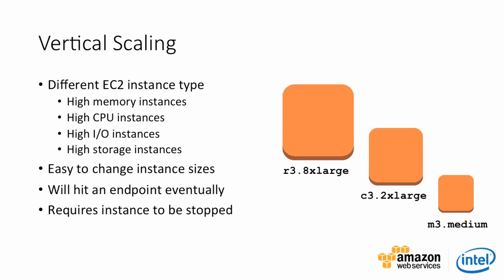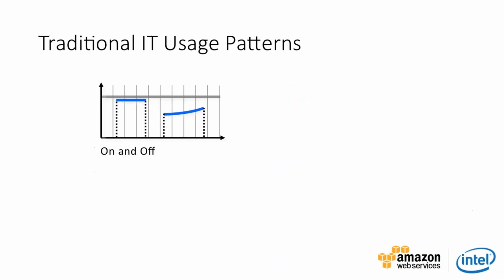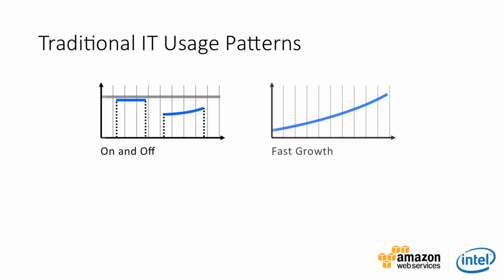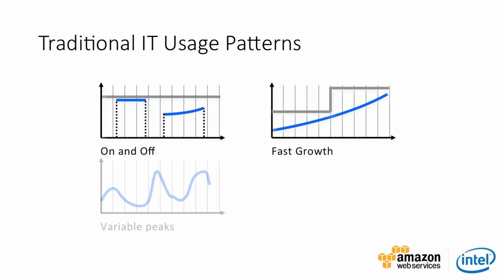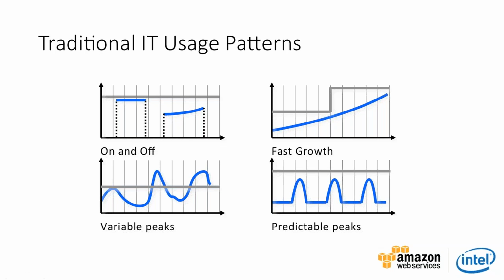Also, scaling vertically doesn't really solve the traditional IT usage problem, which is the problem of over provisioning. How do you capacity plan? You still need to capacity plan if you're scaling vertically. So what is the traditional IT usage pattern? There are a few patterns we see. Typically there's the on and off, which are typically batch jobs that switch on, do something for some time, and then switch off.